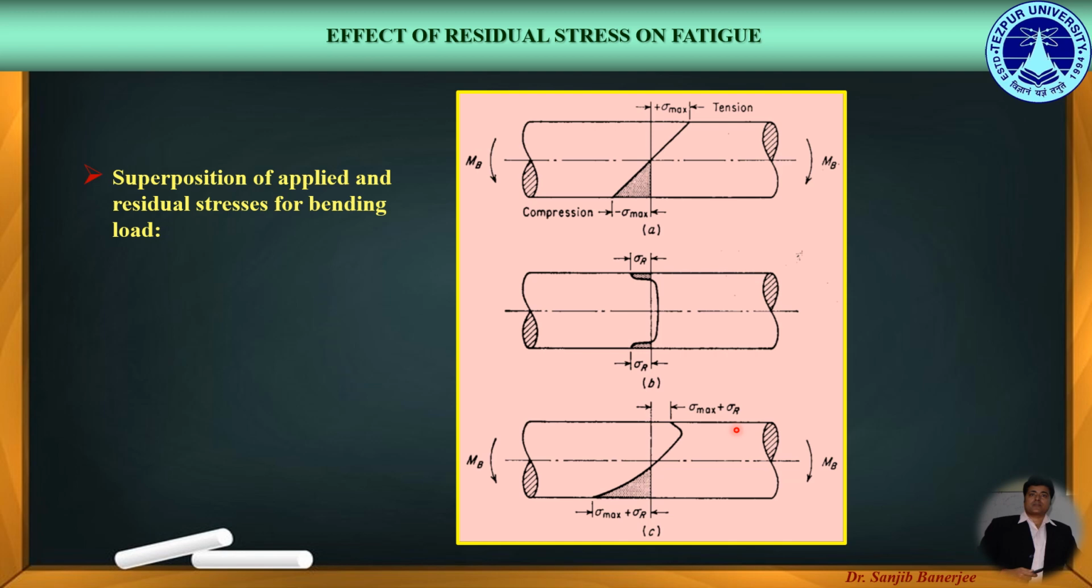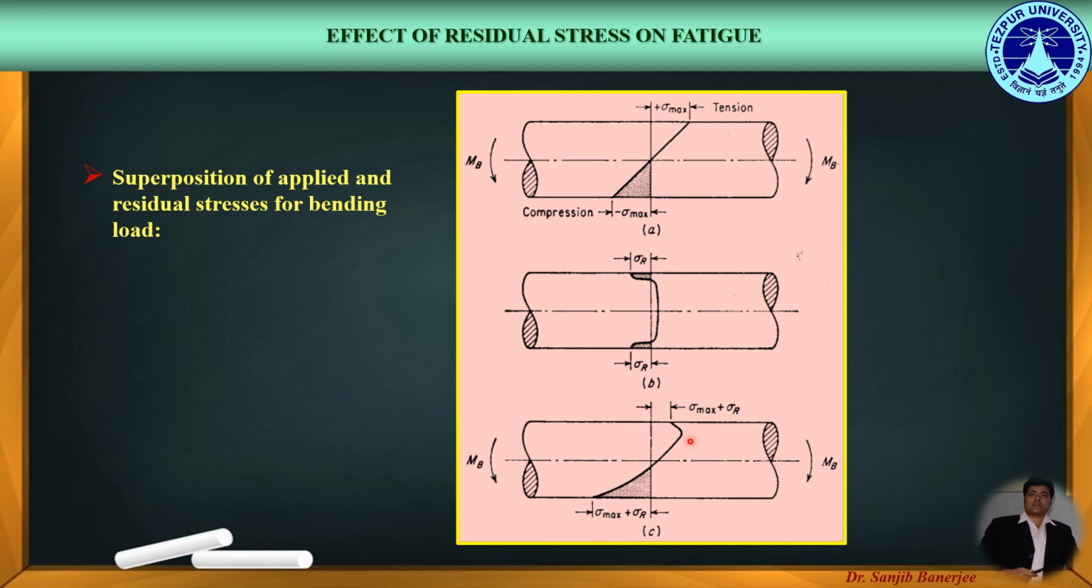Now, the peak tensile stress is displaced to a point in the interior of the specimen as shown in this figure at this particular point. The magnitude of this stress depends on the gradient of applied stress and the residual stress distribution. Thus, the subsurface initiation of failure is possible under these conditions.